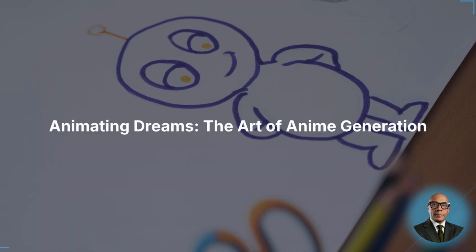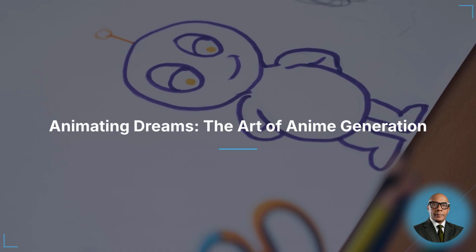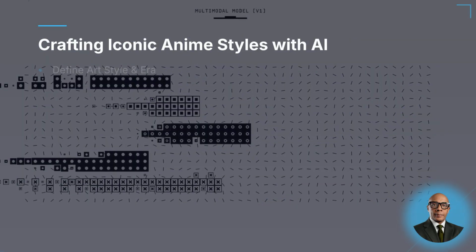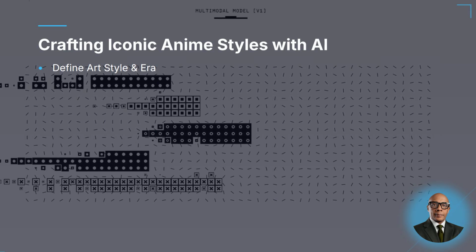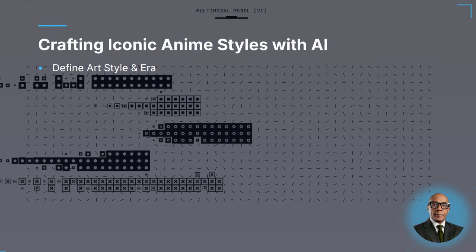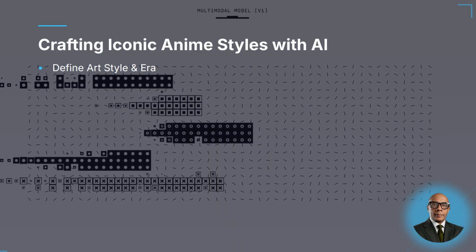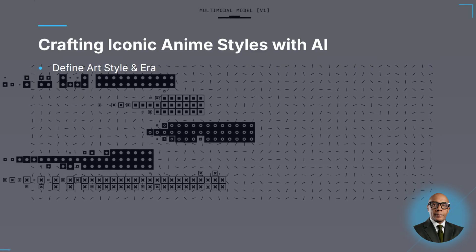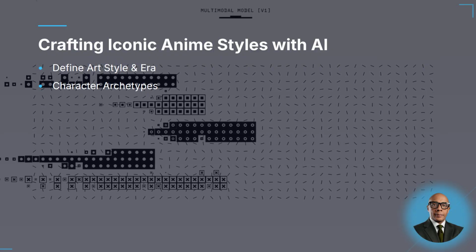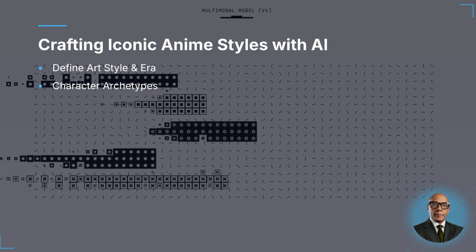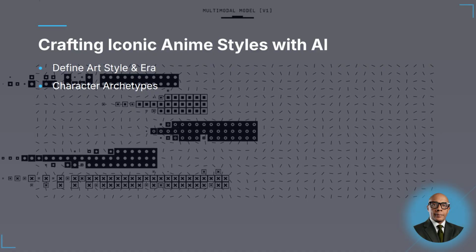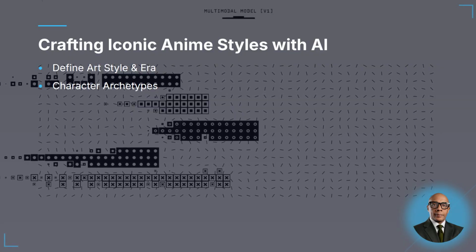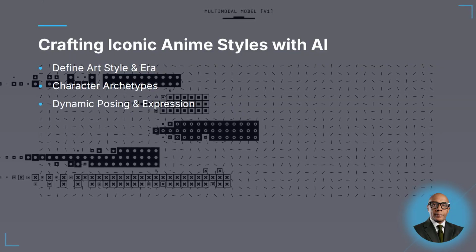Now let's dive into Animating Dreams, the art of anime generation. Now for something completely different, let's jump into the vibrant, expressive world of anime. This isn't just about drawing. It's about capturing a specific aesthetic, a feeling, a narrative style. Anime spans a vast range, from the classic hand-drawn look of a Ghibli film to the sharp, energetic lines of a shonen series. When prompting for anime, you need to think about the character design, the exaggerated expressions, the dynamic action poses, and the unique way backgrounds can tell a story.